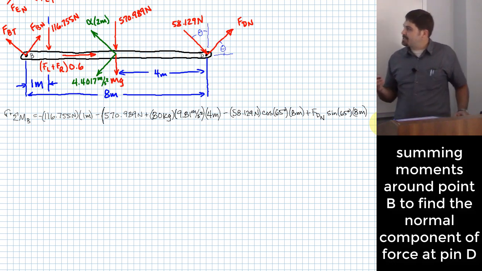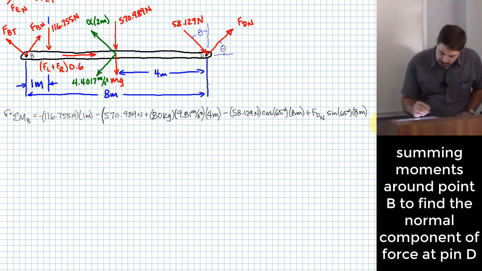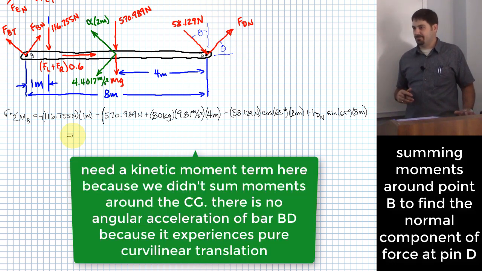That does not mean I set this equal to 0, though, because what do I need to take into account here? I did not sum my moments around the CG. So I need this kinetic moment term to come in here, right? Which basically means that now I'm on the right side of the expression, I look at those acceleration vectors and imagine them as forces. That's what I do to do my kinetic moment term.